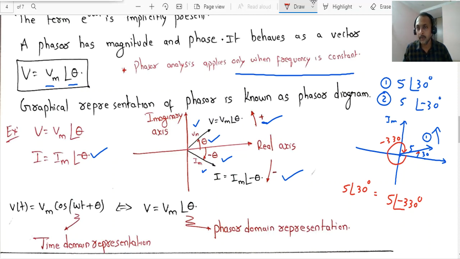You won't get two different phasor diagrams for 5 at an angle 30 and 5 at an angle minus 330. Both the things will have only one diagram. Similarly, one more example. 5 at an angle 60 degrees diagram will be the same as 5 at an angle minus 300. Both the diagrams will be the same. That is one important point.